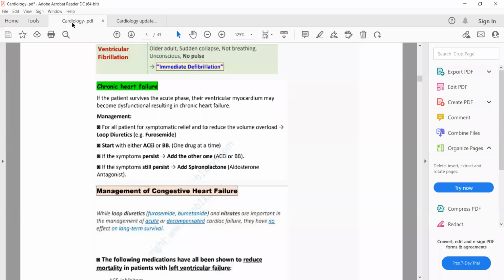Could you repeat that again? The last part? Yes, if someone cannot tolerate ACE inhibitors, the most common side effect of ACE inhibitors is dry cough. So if someone develops dry cough with ACE inhibitors, then in place of ACE inhibitors, you can prescribe ARBs, angiotensin receptor blockers, such as valsartan or telmisartan. Thank you.